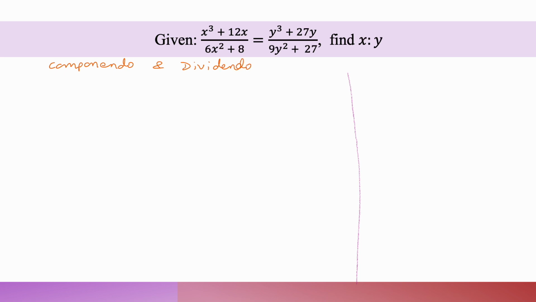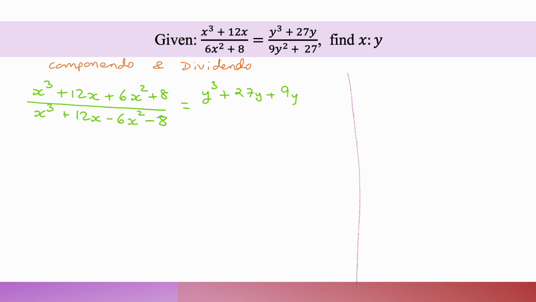we get (x cube plus 12x plus 6x square plus 8) upon (x cube plus 12x minus 6x square minus 8) equals (y cube plus 27y plus 9y square plus 27) upon (y cube plus 27y minus 9y square minus 27).